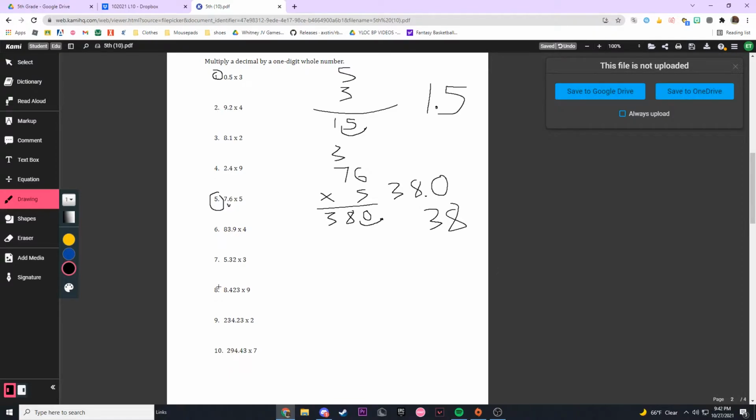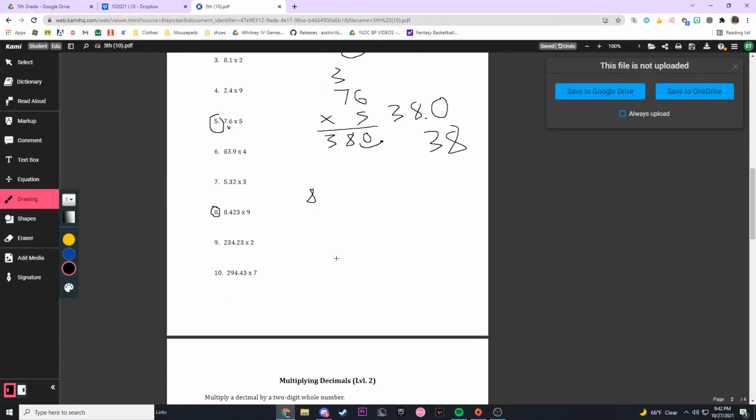For number 8, we're multiplying 8.423 times 9. So once again, we're going to ignore the decimal place. So we have 8,423 times 9. 9 times 3 is 27, so we're going to carry over the 2. 9 times 2 is 18, plus 2 is 20, carry over the 2. 9 times 4 is 36, plus 2 is 38. And then 9 times 8 is 72, plus 3, which is 75.